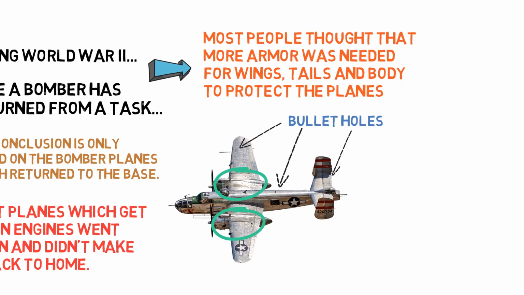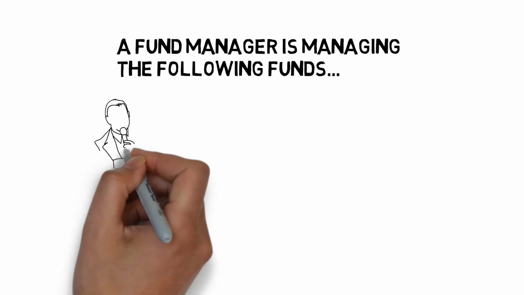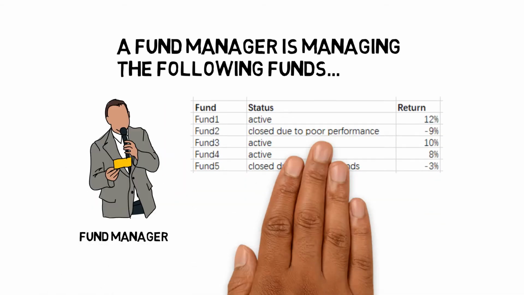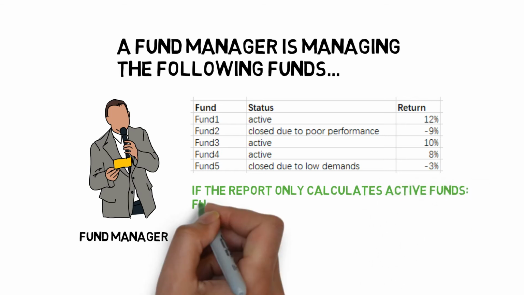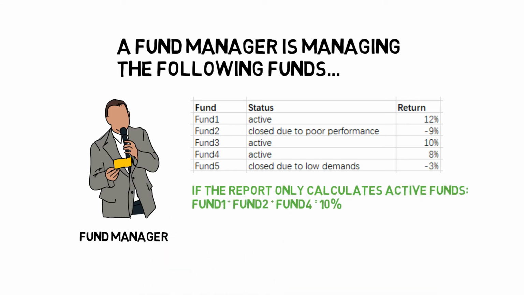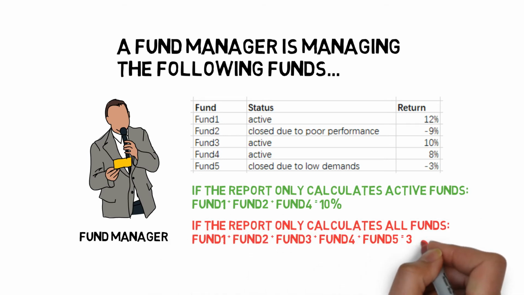Let's go back to the fund annual return example. For example, a fund manager is managing the following funds. If the report only calculates the funds which are still active, it will get an average annual return of 10%. However, if those funds which are closed due to poor performance or low demand are also added into the statistics, the annual return will decrease to only 3%, which is 2/3 less than the one having the survivorship bias. The report creators may deliberately or inadvertently introduce the survivorship bias to make the report look better.